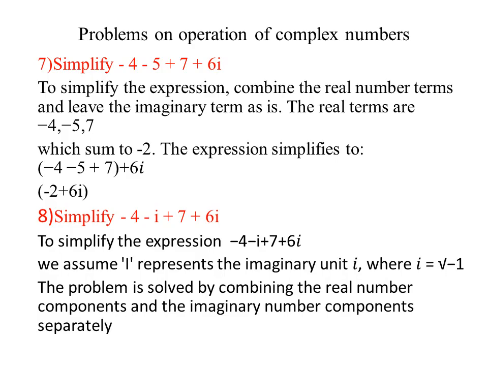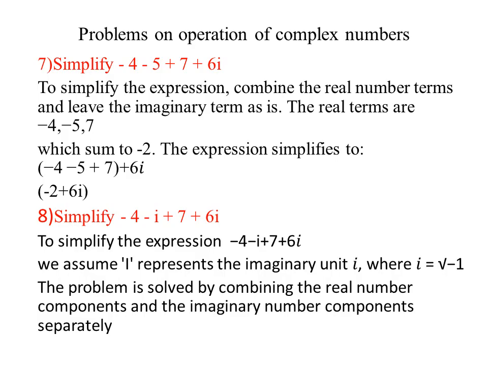Here is one problem: simplify -4 - 5 + 7 + 6i. To simplify this expression, we have to separate the real parts and the imaginary parts. The real parts are -4, -5 and +7. The imaginary part is +6i. Therefore, adding -4, -5 and +7 gives -2, so the expression simplifies to -2 + 6i.